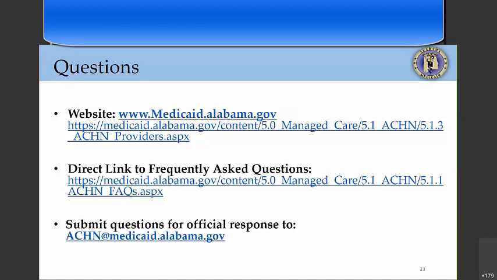Do OBGYNs get the bump? If not, will patients be attributed to us and will we be responsible to do referrals? OBs do not qualify for the bump, but they can have patients attributed to them if they sign a PCP participation agreement and meet the participation requirements for primary care.